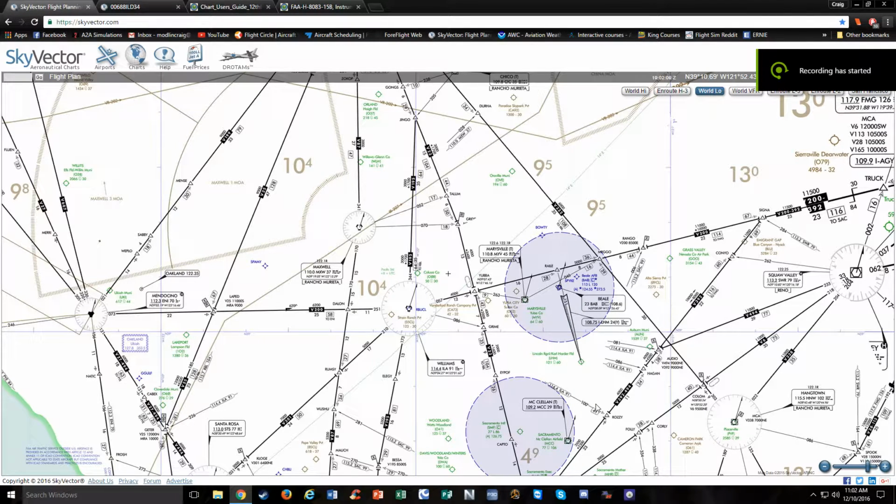Hello everyone, SimCFI here, and today we're going to go over the symbology used on low and high altitude Enroute charts used for IFR navigation.